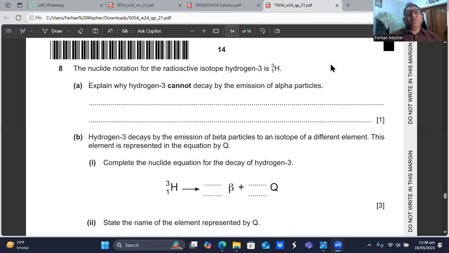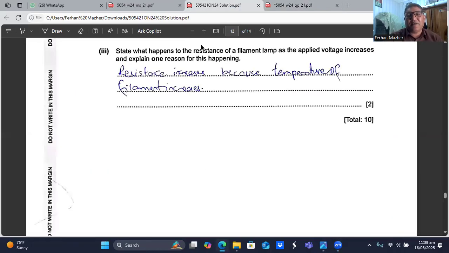So question number 8, we are doing the nuclide notation for the radioactive isotope hydrogen-3, which is hydrogen 1, 3. This is the proton number. This is the nucleon number. Explain why hydrogen-3 cannot decay by the emission of alpha particles. You know, the alpha particle's proton number is 2 and its nucleon number is 4. So this particle does not have 2 protons and 2 neutrons to give away. So it cannot emit an alpha particle.